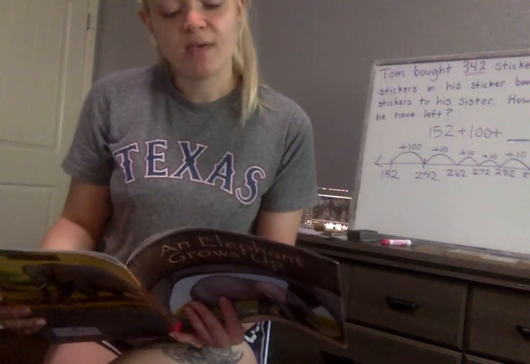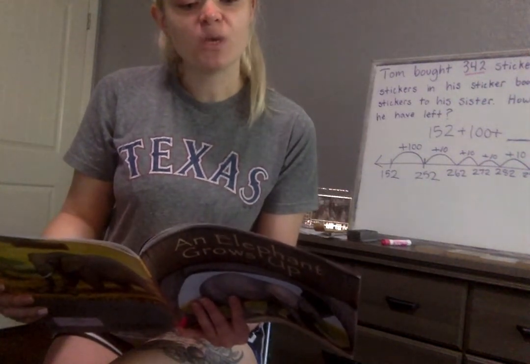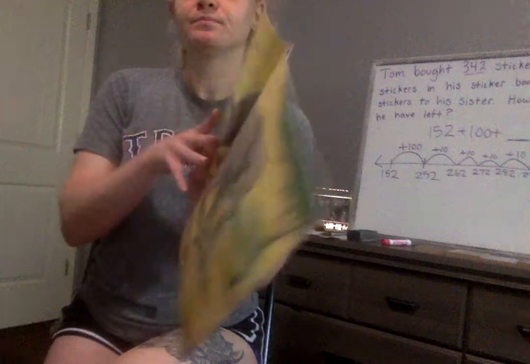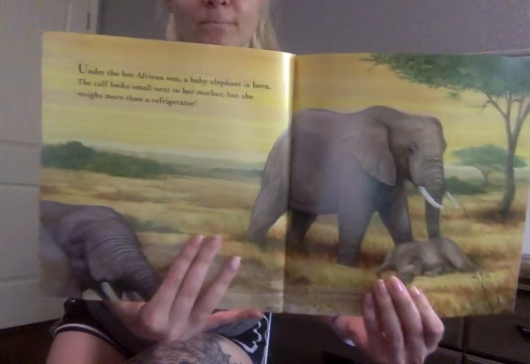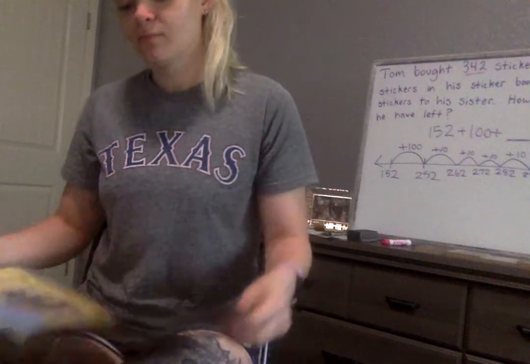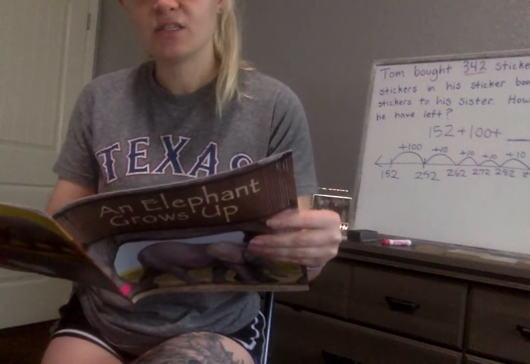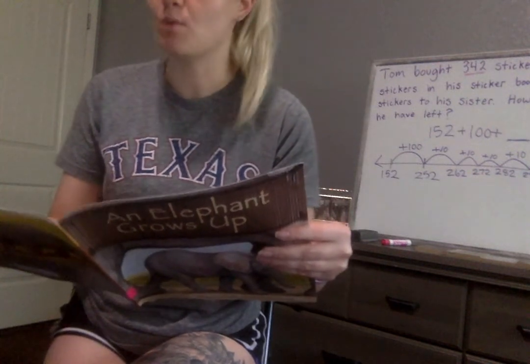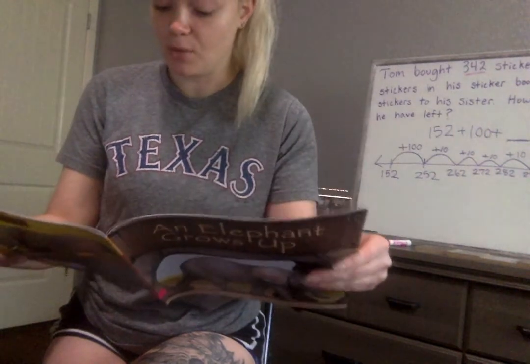Under the hot African sun, a baby elephant is born. The calf looks small next to her mother, but she weighs more than a refrigerator. Less than an hour after birth, the elephant calf can stand. She is already taller than your kitchen table. The calf is hungry, so she nuzzles up to her mother to drink milk.